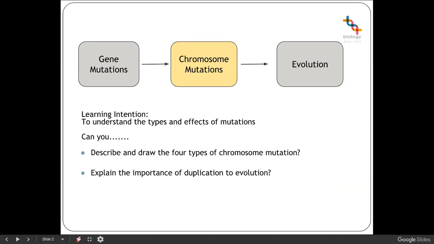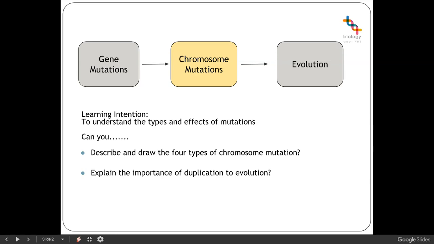So previously we've been looking at gene mutations and what happens when a single nucleotide in the DNA sequence can be changed. This time around we're going to look at chromosome mutations before we move on, and next time we'll be looking at evolution and how all of those mutations can have an impact on new species being formed.